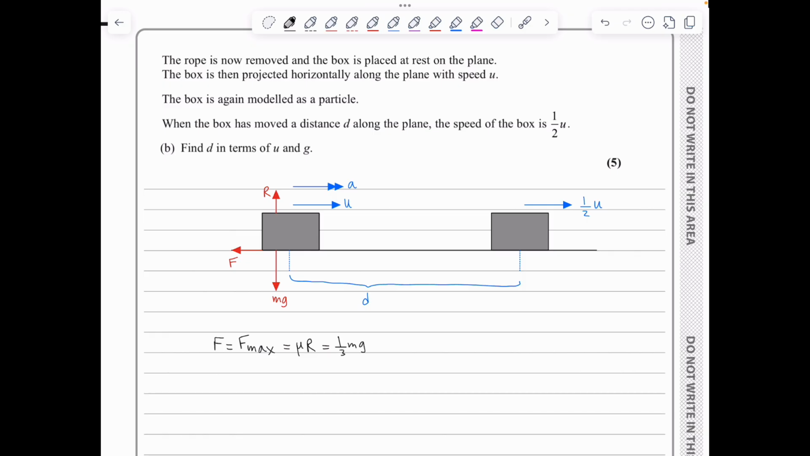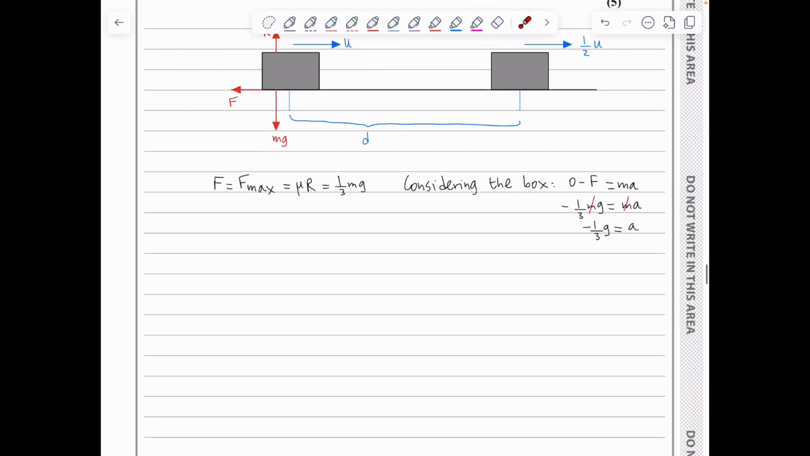So we're looking at F being equal to a third mg. And then if we consider the box here, the box is moving to the right, so we'll be doing forces to the right, which is nothing, minus forces to the left, which is F, is mass times acceleration. So we're looking at 0 minus F is equal to ma, and therefore we're looking at minus 1/3 mg being equal to ma. Obviously the m's will cancel out, so the acceleration is negative 1/3 g. We are not surprised that we get the negative answer for the acceleration because the speed of the box is decreasing. It was u, and then at the end it's a half u.